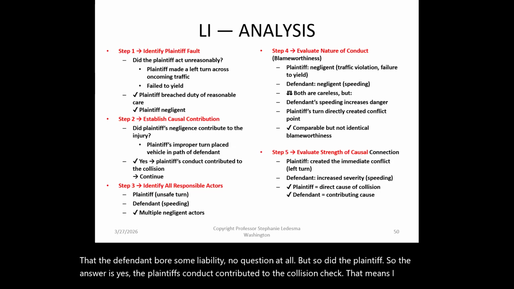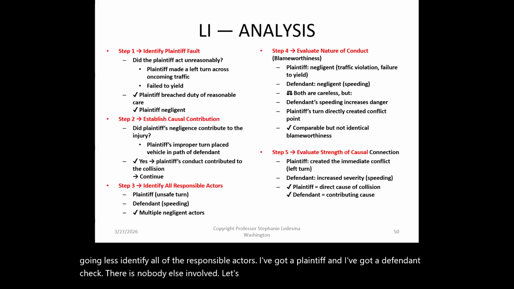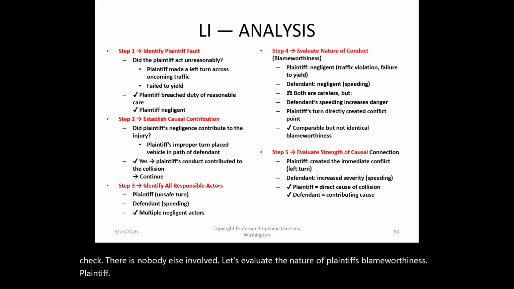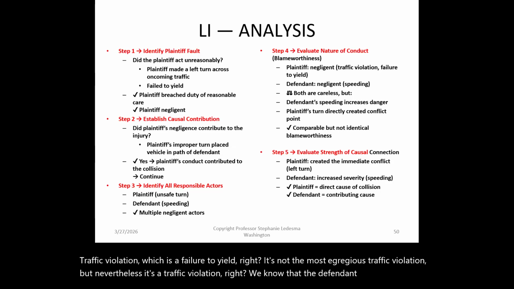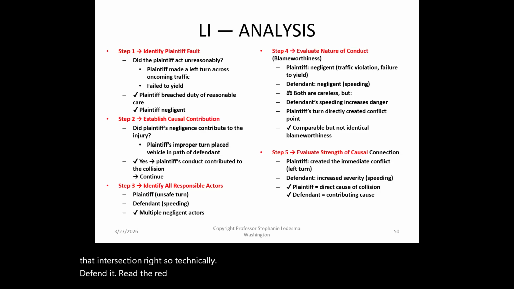Let's identify all of the responsible actors. I've got a plaintiff and I've got a defendant. Check. There was nobody else involved. Let's evaluate the nature of the plaintiff's blameworthiness. The plaintiff's traffic violation is a failure to yield. It's not the most egregious traffic violation, but nevertheless, it's a traffic violation. We know that the defendant was speeding, a traffic violation. We know that the defendant entered the intersection on a yellow and could not clear it. So technically, the defendant ran the red light. So what does that mean?